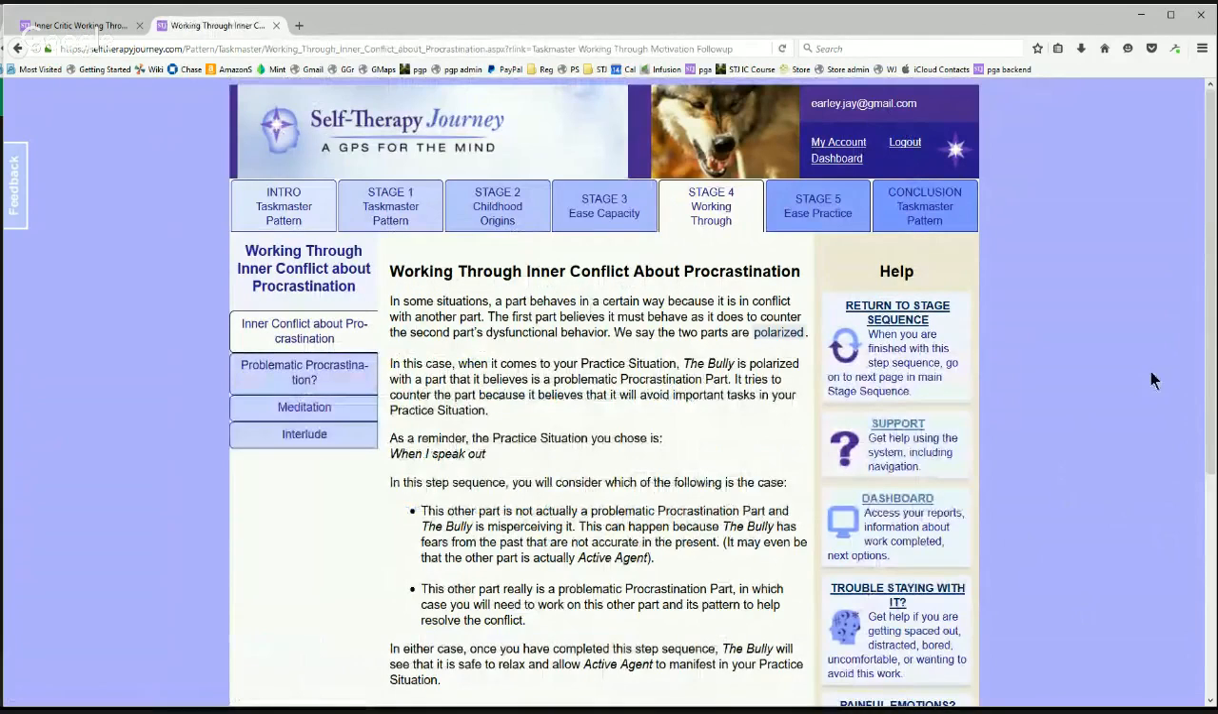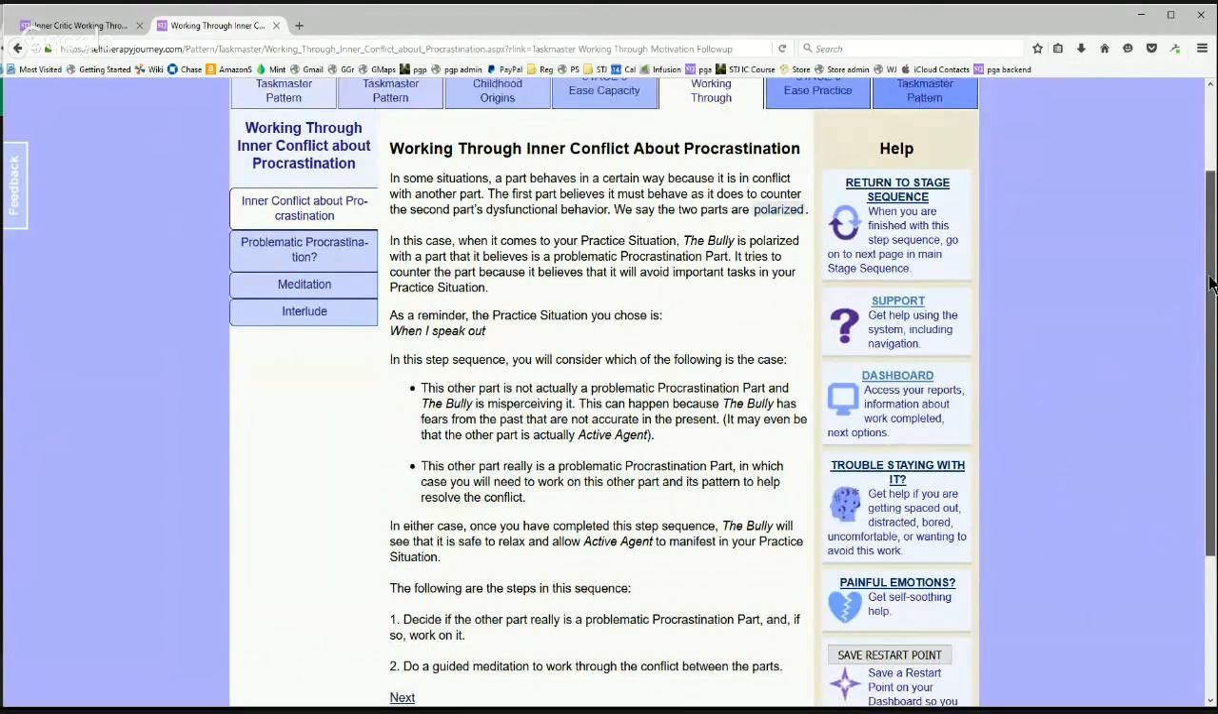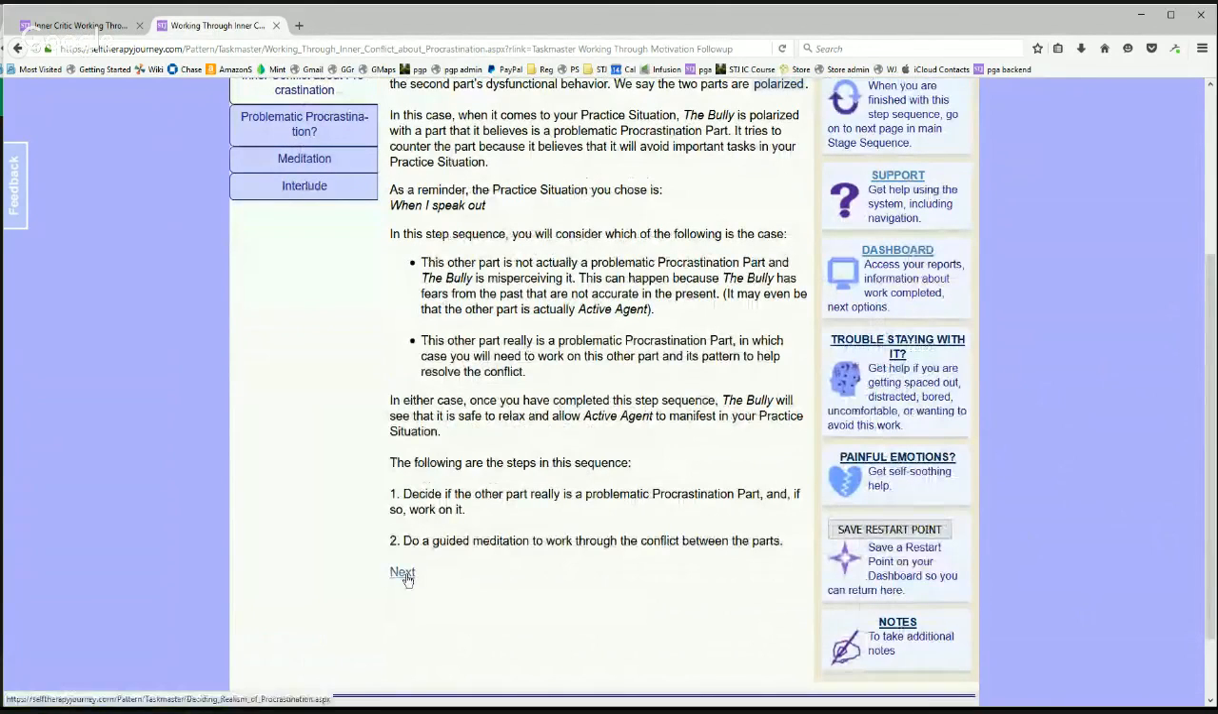inner conflict about procrastination. The other major inner conflict around inner critics is about eating, where you have your food controller. Here's the taskmaster in a conflict with the procrastinator pattern. You also can have your food controller in conflict with your indulger pattern. But it's the same idea. So this kind of just gives you a summary of what we're going to do.